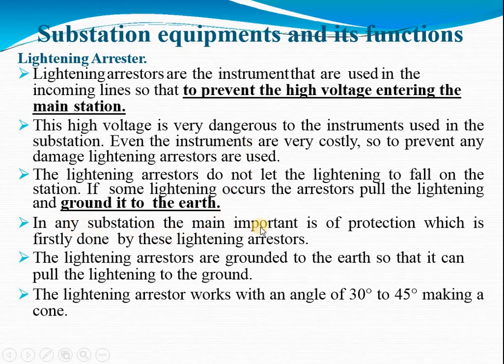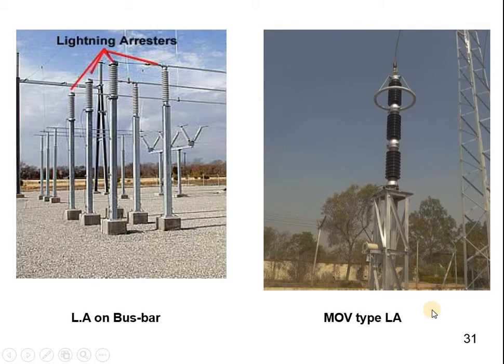In any substation, the most important thing is protection, which is firstly done by these lightning arresters. The lightning arresters are grounded to the earth so that they can pull lightning to the ground. The lightning arrester works at an angle of 30 to 45 degrees, making a pole. So these are the lightning arresters on a bus bar. So we are using the lightning arrester like this.